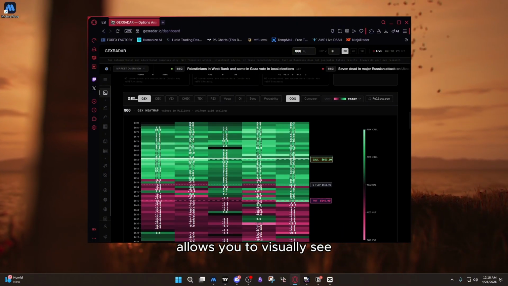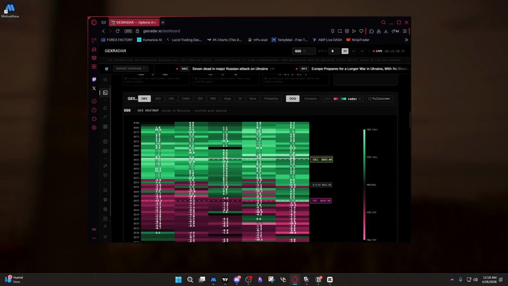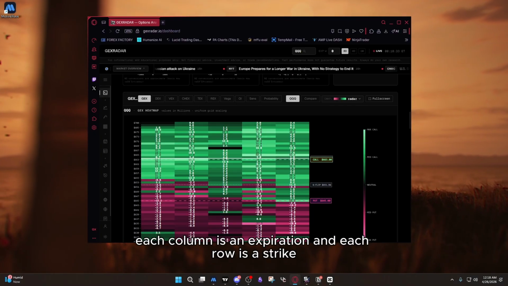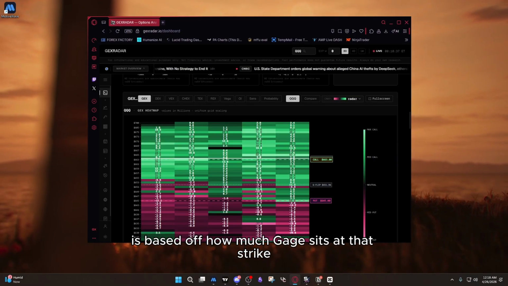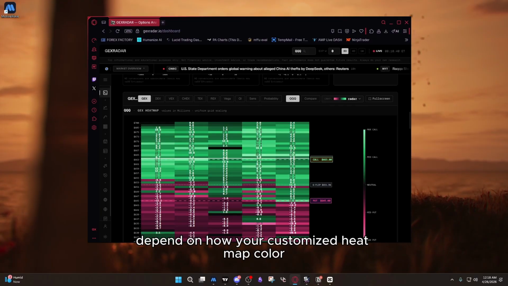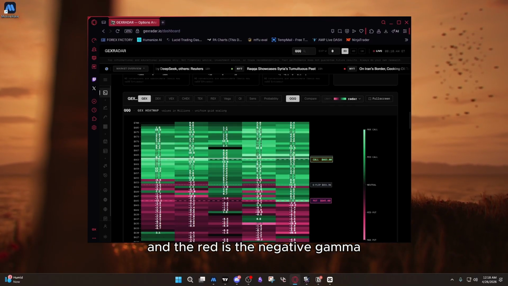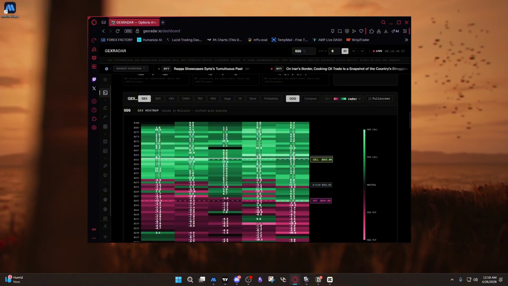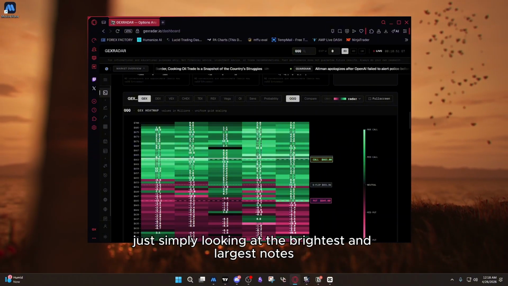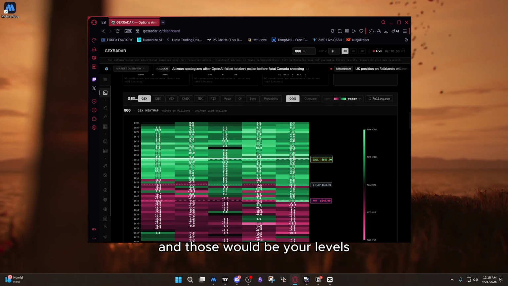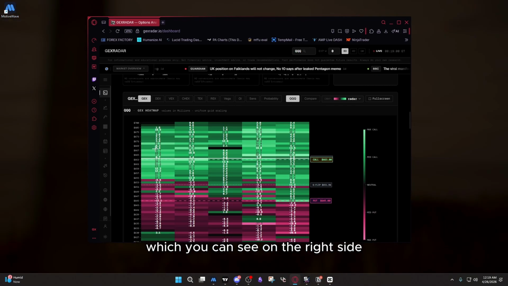Now, lastly, one of my favorites, Heatmap. Heatmap allows you to visually see where dealer hedging is concentrated over a course of multiple expiration dates. Each column is an expiration and each row is a strike. The bright color intensity is based off how much GEX sits at that strike. Depending on how you customized your Heatmap color, the green is the positive gamma and the red is the negative gamma. How do you go about reading it? Just simply looking at the brightest and largest nodes, and those will be your levels with the highest conviction, especially if it aligns with the major wall, which you can see on the right side.